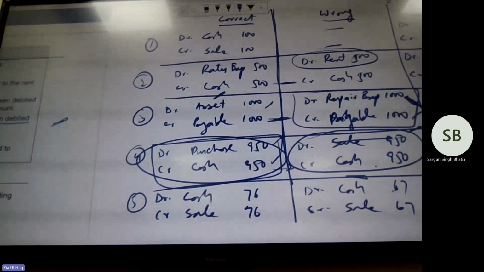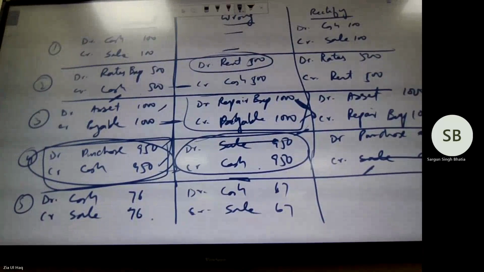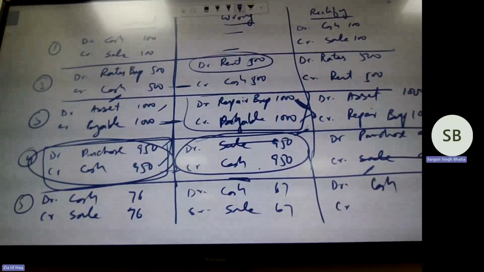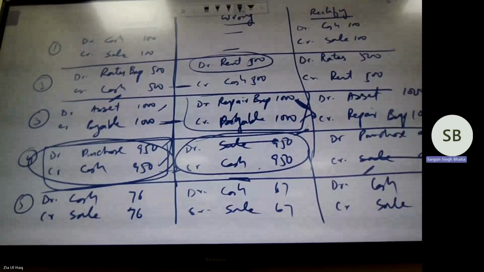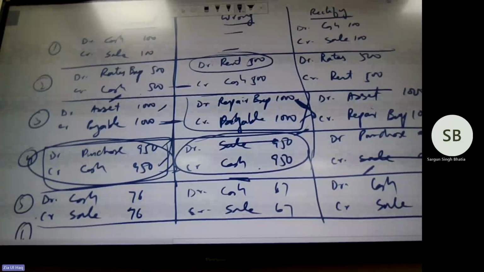So what do we need to do to correct this effect? This entry has been recorded with 9 less. Yes, sir, we need to record it with 9 more. So cash debit, sales credit with 9. Yes, sir. Is that fine? Yes, sir. Now number 6.